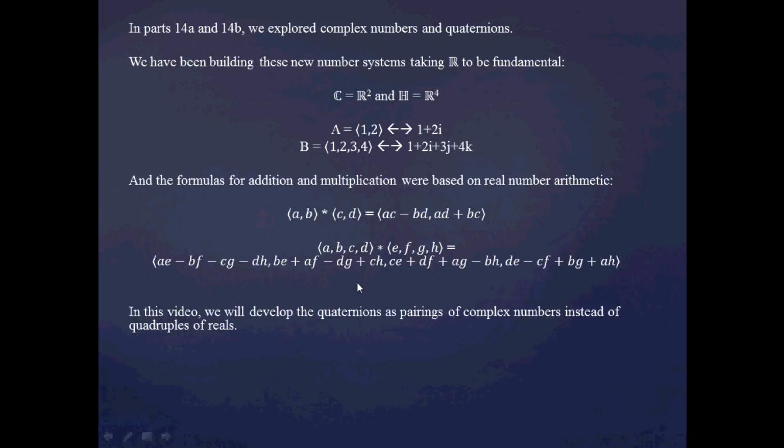In this video, we're going to develop a new interpretation of the quaternions, thinking of them as ordered pairs of complex numbers instead of ordered quadruples of real numbers. And we're going to find that these representations are pretty much the same, or they're going to be isomorphic. Here's essentially what we're going to do.